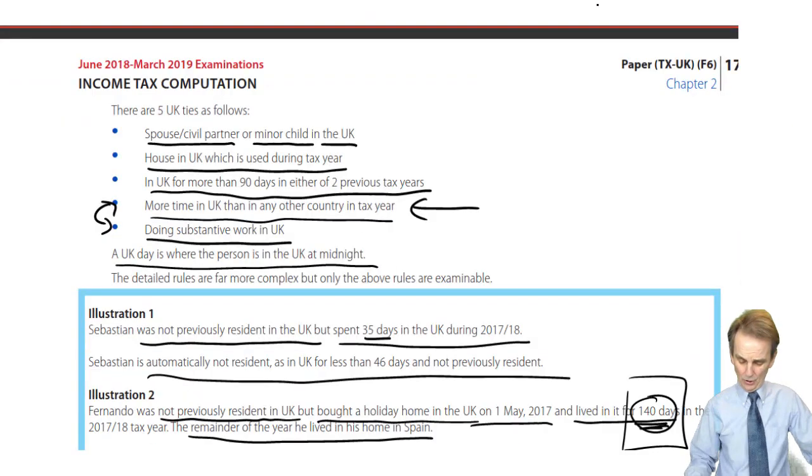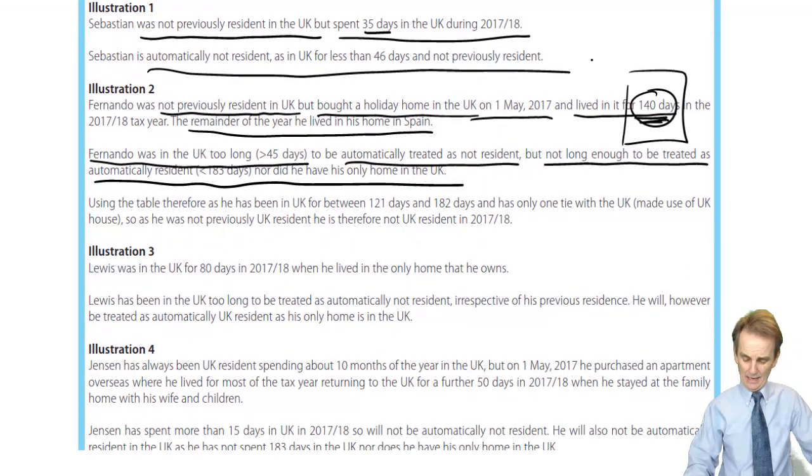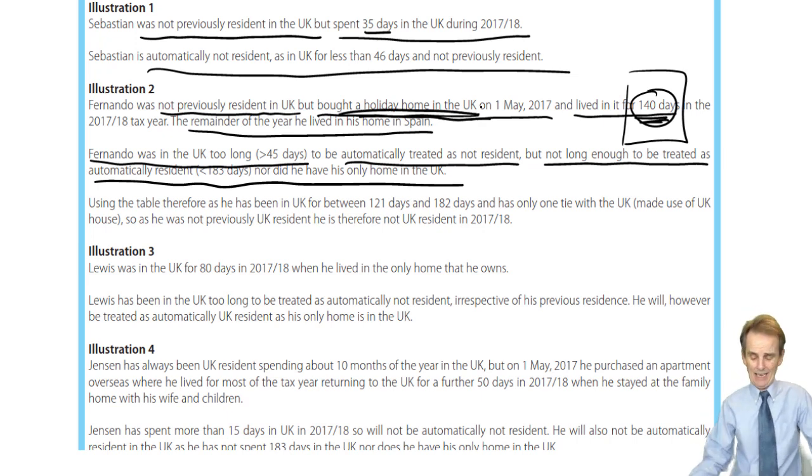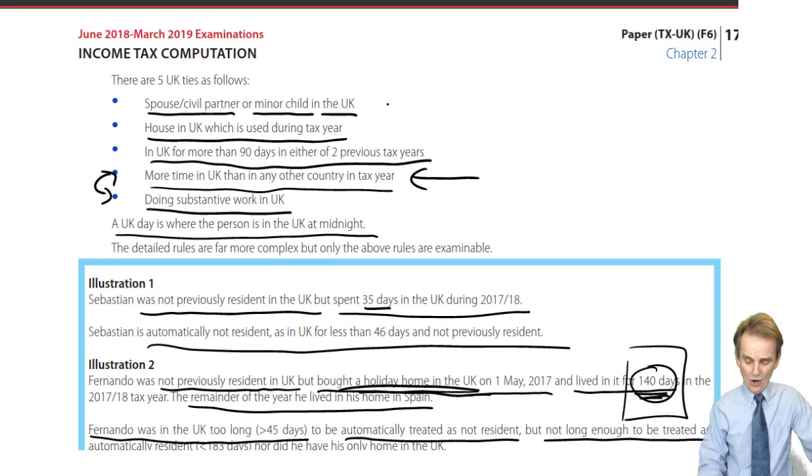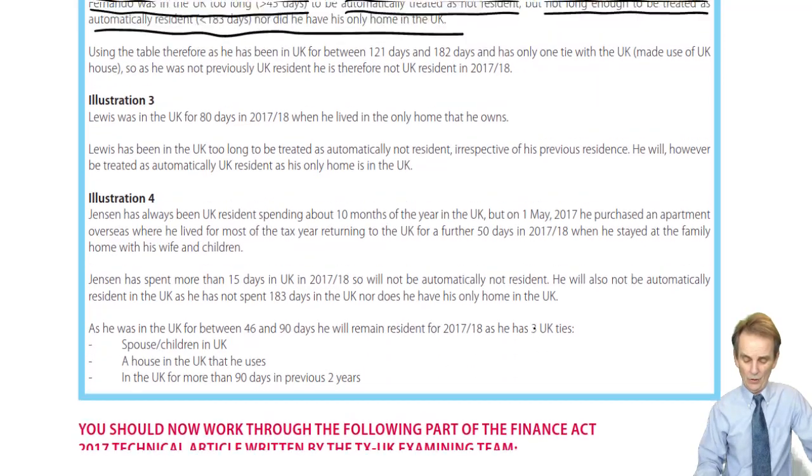Now look at the information that we're told about Fernando here. All we know that ties him to the UK is that he has a home. He bought a holiday home in the UK, so he has a house in the UK. But looking at our other tests, no reference to any spouse or minor children. Yes, he does have the house in the UK. That one wasn't applicable. No, he wasn't in the UK for 90 days or more. That one's not relevant. Doing substantive work in the UK, no. So he's only got one tie with the UK.